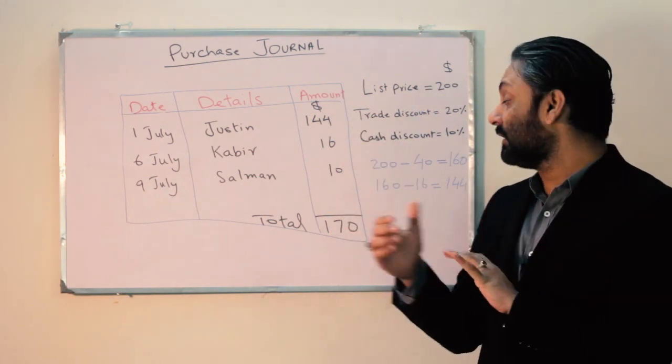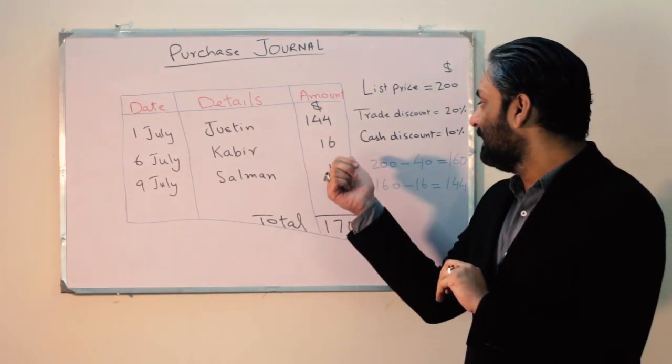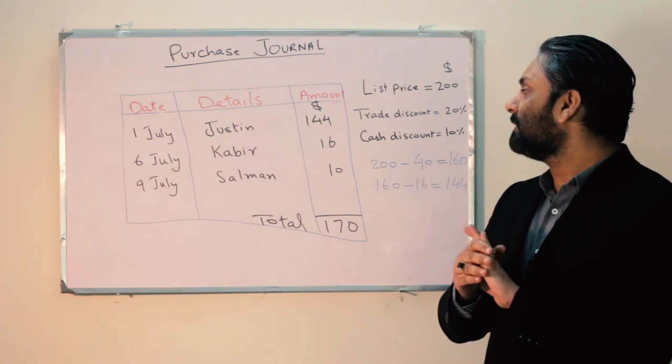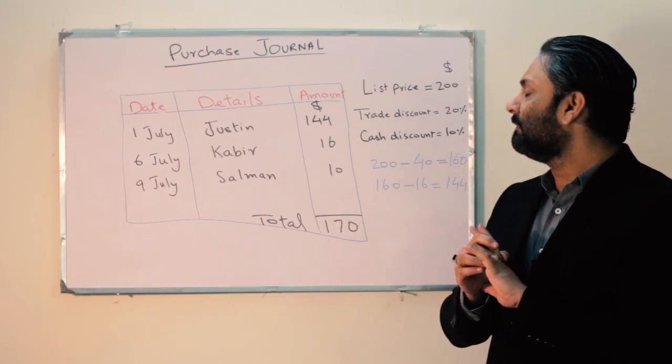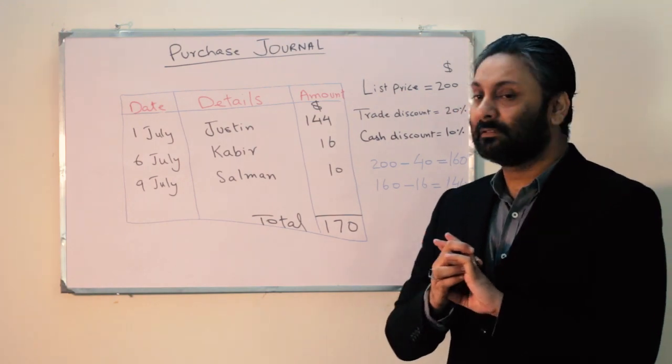So yes, you are going to record all the suppliers separately, and when the purchase journal page is going to end, you are going to make a total of the page, which in this case is 170. So this is what the purchase journal is all about, and we are going to discuss return journals in the next clip. Thank you very much.